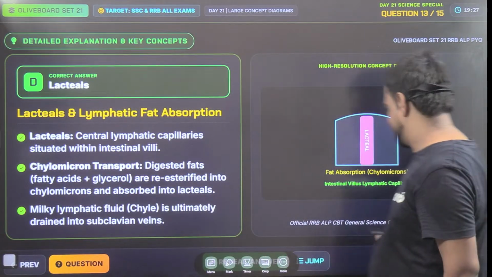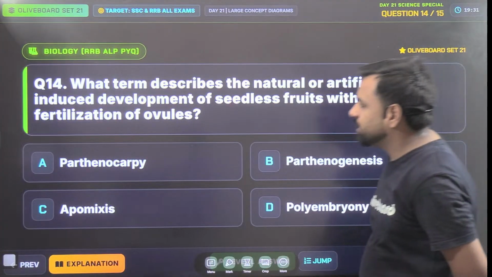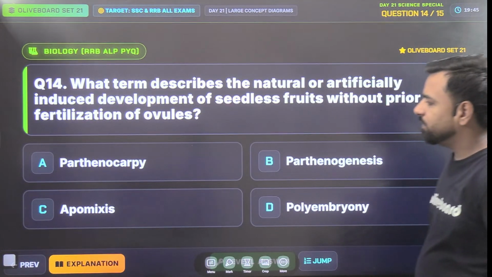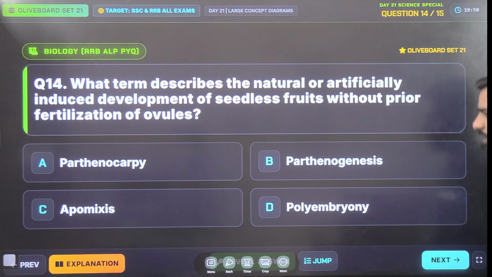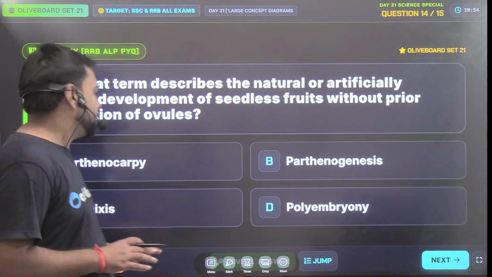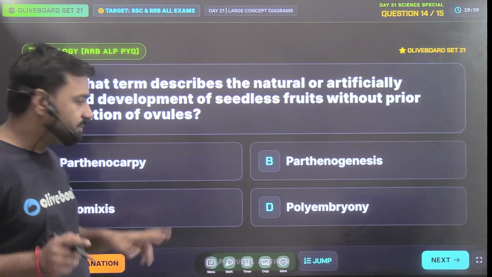Okay. Next we have, what term describes the natural or artificially induced development of seedless fruits without prior fertilization of ovules? So what should be the answer, guys? Will it be parthenocarpy? Will it be parthenogenesis? Will it be apomixis, or will it be polyembryony? Guys, C and D, obviously they are not the answers, but you might have confusion between parthenocarpy and parthenogenesis. Here the correct answer will be parthenocarpy.